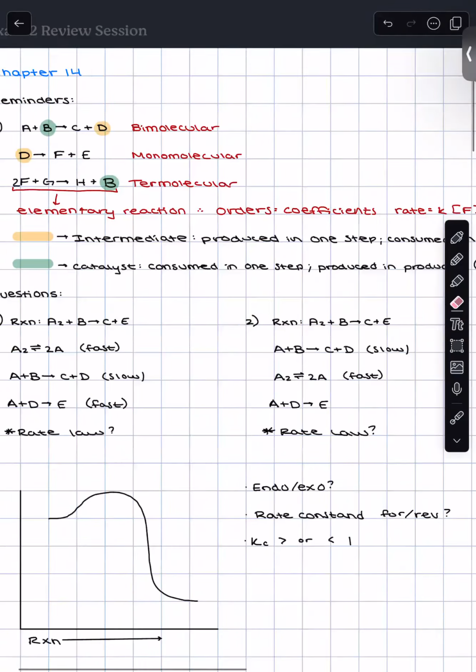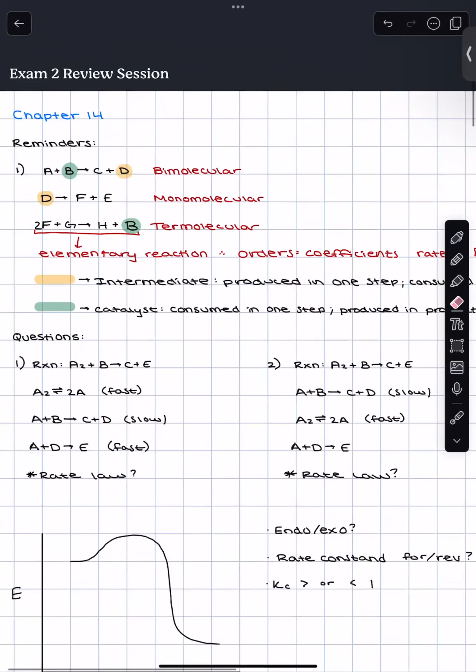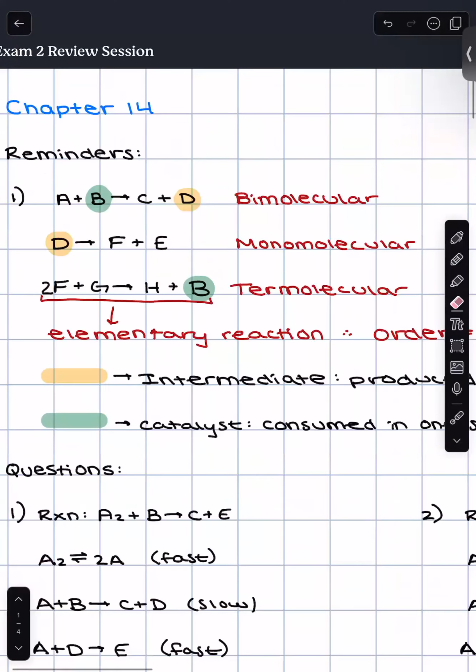So then remember with elementary reactions, when you're writing out your rate laws, these give you the order just from their coefficient. Remember, intermediates are produced in one step and then consumed in another, and catalysts are initially consumed and then reproduced in the product.